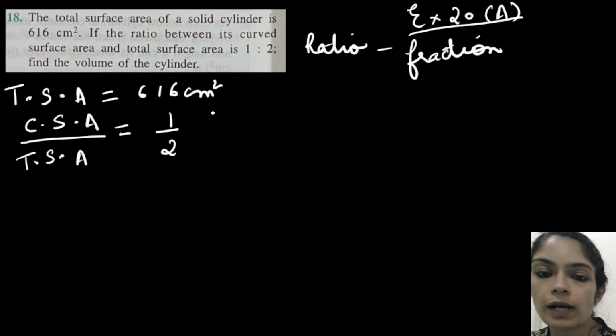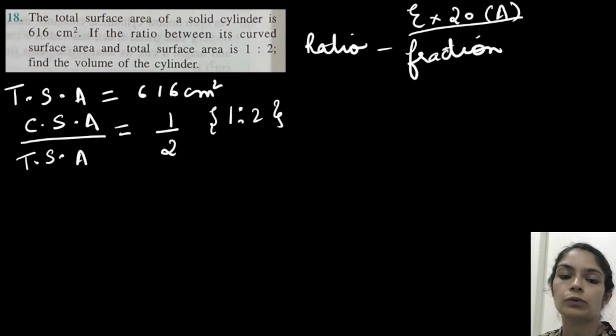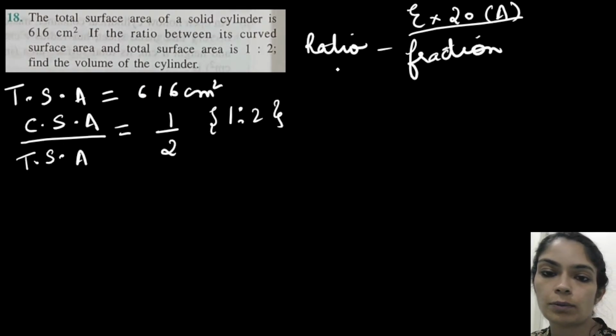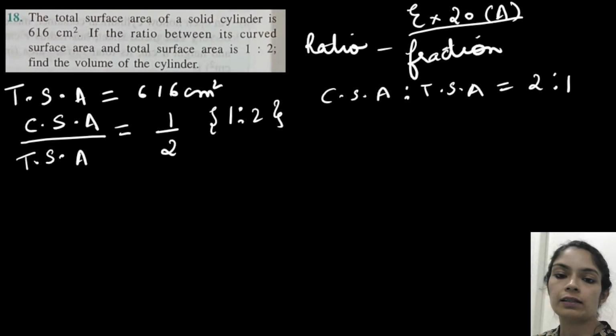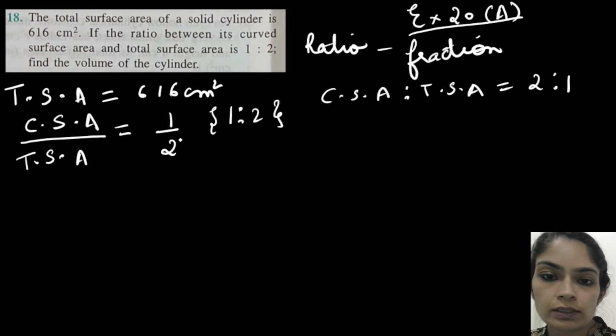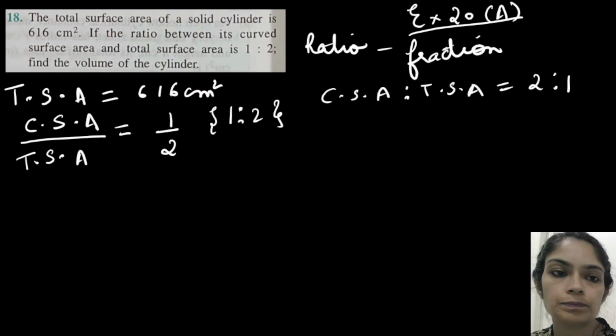So 1:2 I am just writing as 1/2. See, 1:2 means 1/2. Like as we know, ratio means fraction. So directly in the fractional form I have written. If you want, you can write this as CSA is to TSA, where CSA is curved surface area and TSA is total surface area. You can write in this way also. But directly I am writing in the fractional form. So these are the given things. What we have to find? We have to find the volume of the cylinder.